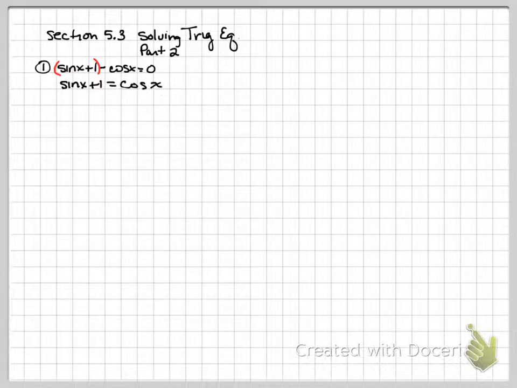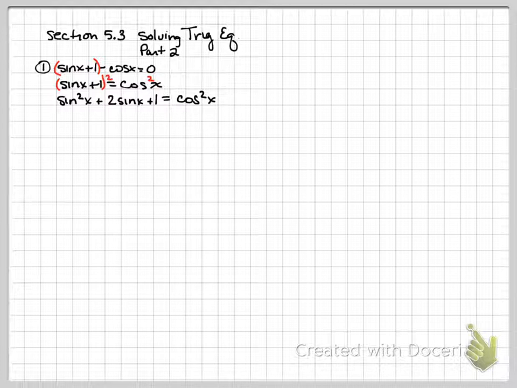And now I want you to square both sides. Multiply it out. Pause your video while you multiply it out, and then check your answer with me. You should have ended up with sine squared x plus 2 sine x plus 1 equals cosine squared x.